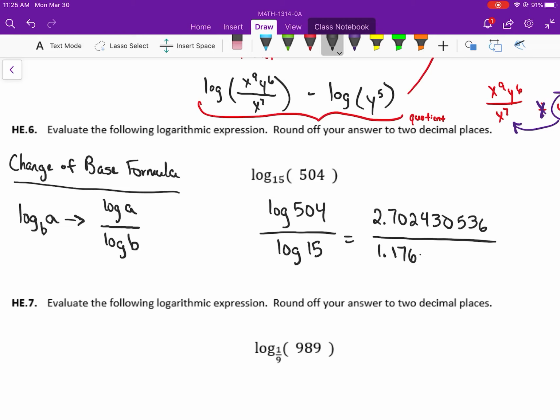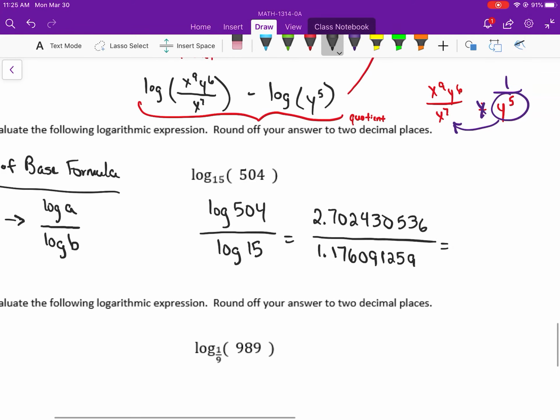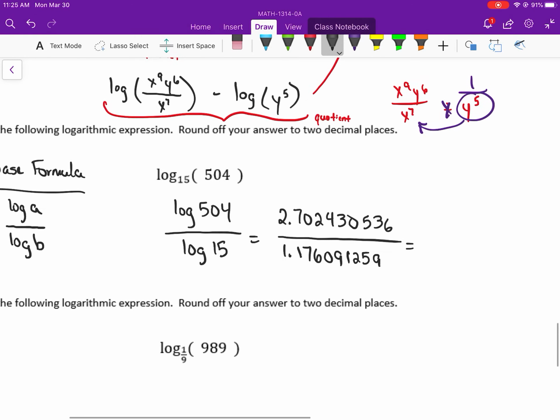Over log of 15, which is 1.176091259. Okay, and so all we have left here is to divide those two numbers. Numerator divided by denominator. And it says we can round our answer to 2 decimal places. So I got 2.30. It really came out to 2.297, but that 7 tells me to go up.